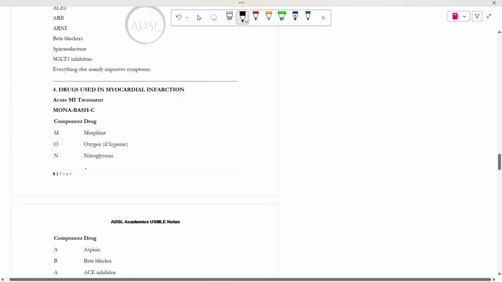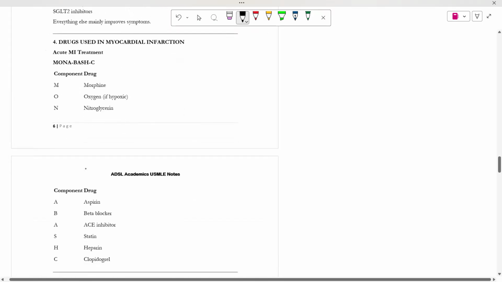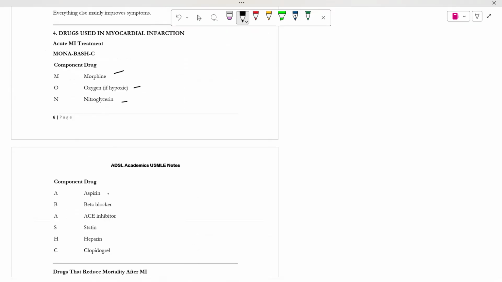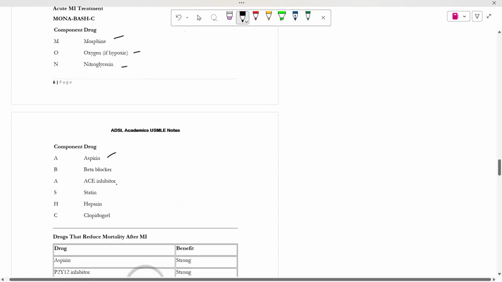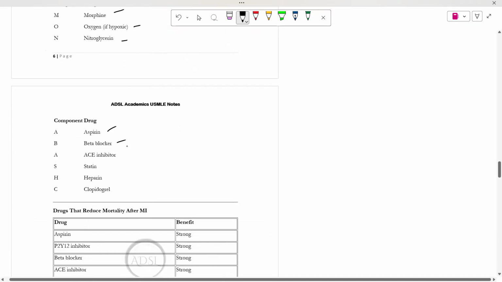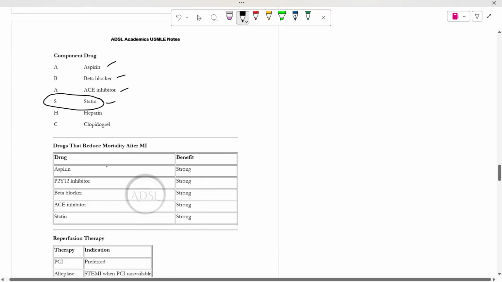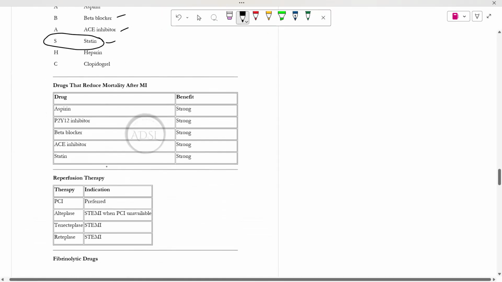Now, what are the drugs used in myocardial infarction? You just need to remember this, okay? Morphine can be used for pain, oxygen, nitroglycerin causes venodilatation, aspirin, beta blockers can be used, ACE inhibitors can be used, statins can be used. This is for the cholesterol part of it, LDL cholesterol. Heparin and clopidogrel, blood thinners.